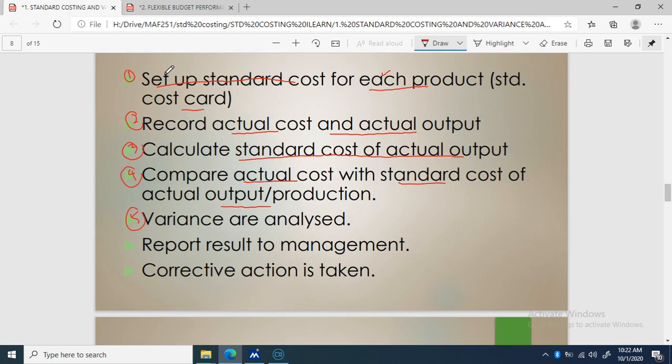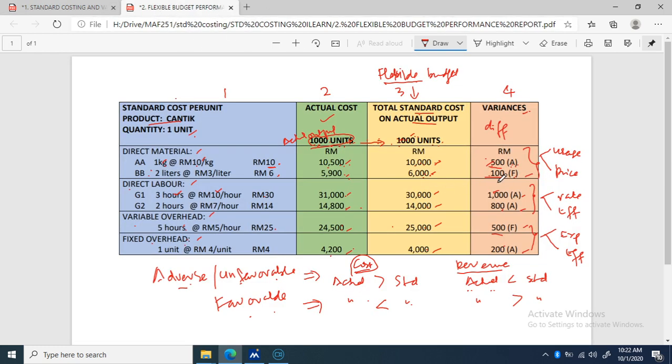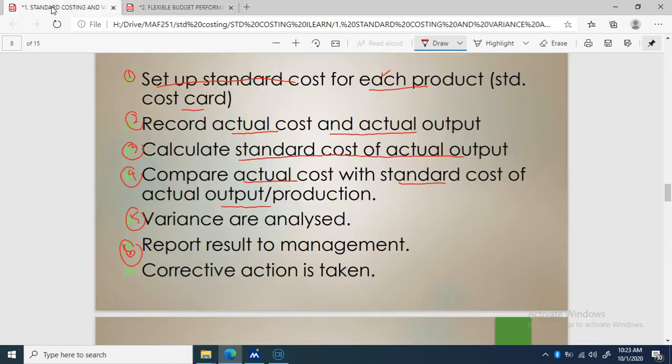Okay, so we analyze the variance, and then we report the result to management. So in this case, if we prepare number 1, we compare actual cost and standard cost, and we get the variance. So this is what we call a performance report, a flexible budget performance report. So we report to the management. So when the management gets the information, the result, they will take corrective action, if any.